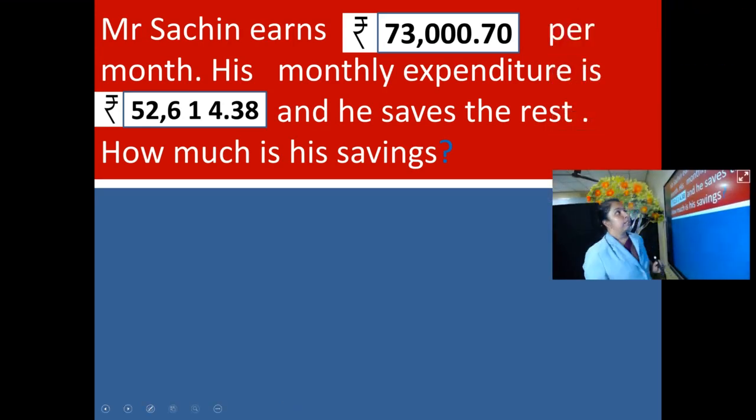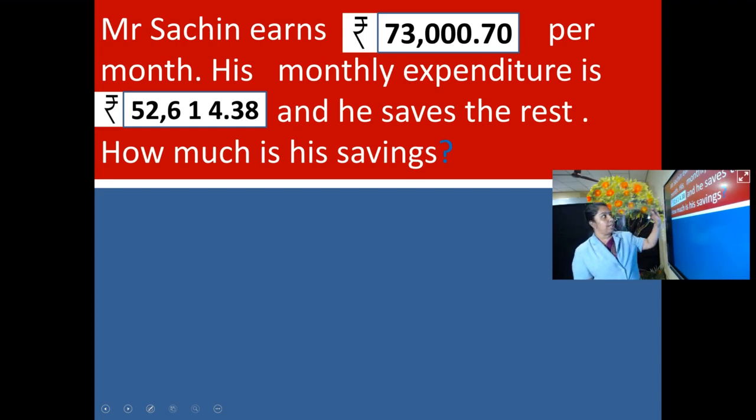So next question. Mr. Sachin earns rupees 73,000.70 per month. His monthly expenditure is rupees 52,614.38 and he saves the rest. How much is his savings? How do you find out? How much does he earn? Rupees 73,000.70. How much did he spend? Rupees 52,614.38.